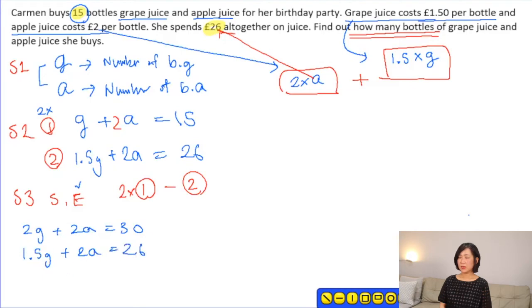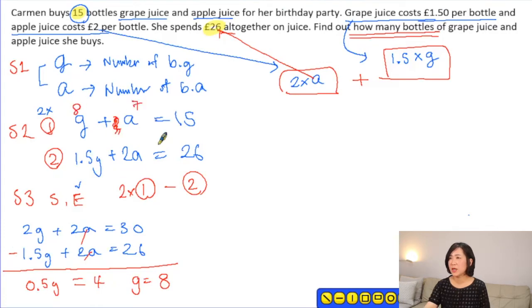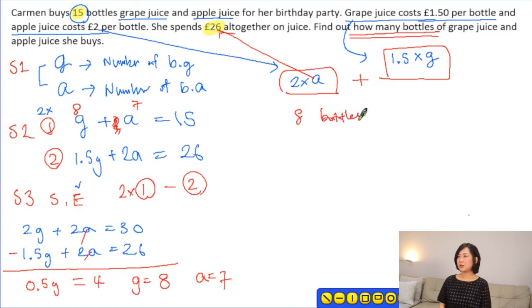Then taking away, it gives you 0.5G makes 4. So G equals 8, right? So we've got 8 grape juice bottles. That means A is 7. So let's write down our answer. Final goal is finding the number of bottles. So 8 bottles of grape juice, and then now we've got 7 bottles of apple juice.